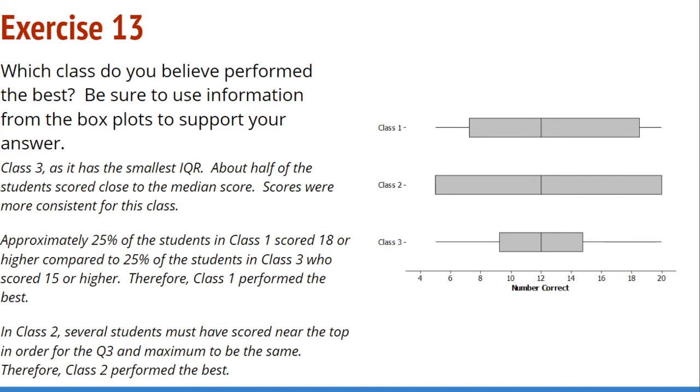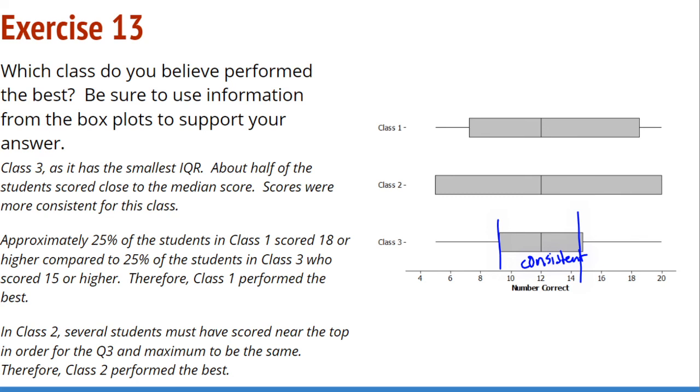So class 3 has the smallest interquartile range. About half the students were close to the median. So their scores were more consistent. So if your goal as a teacher is to have consistent scores, class 3.